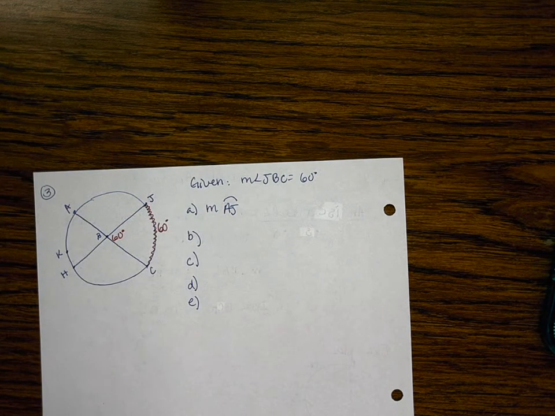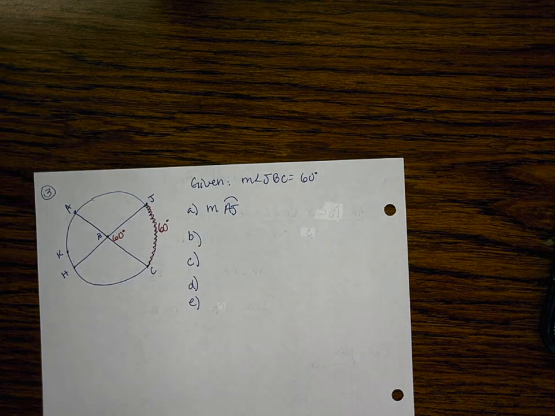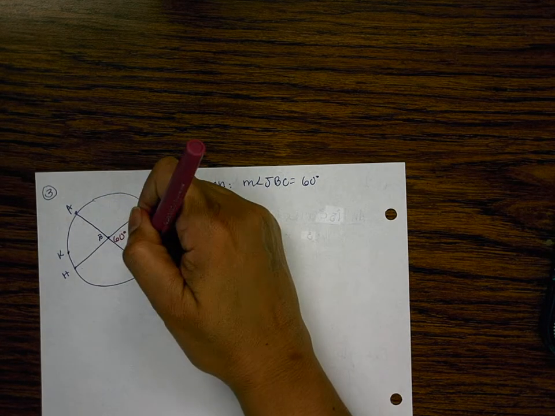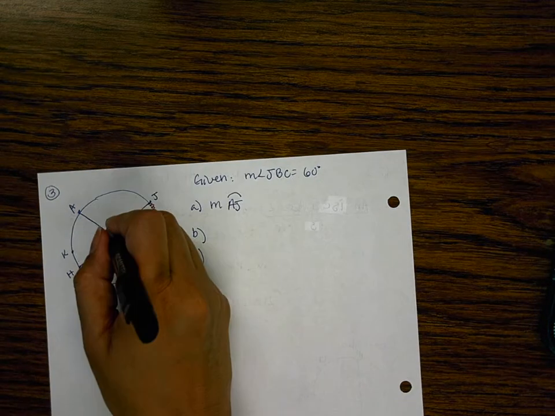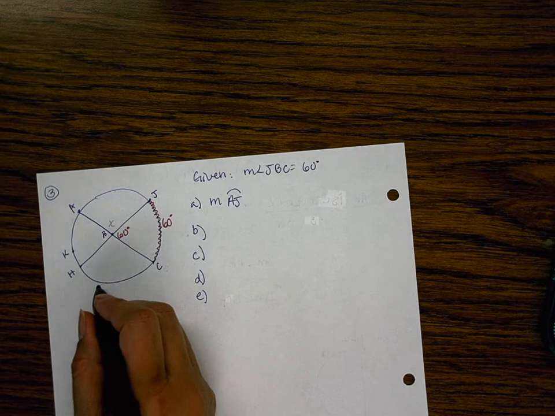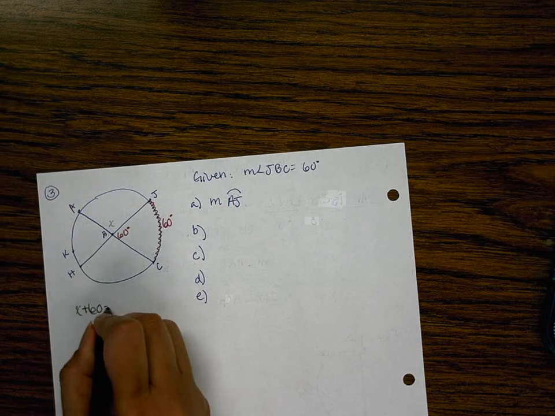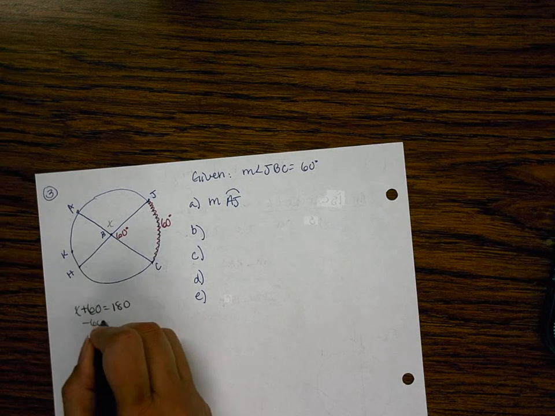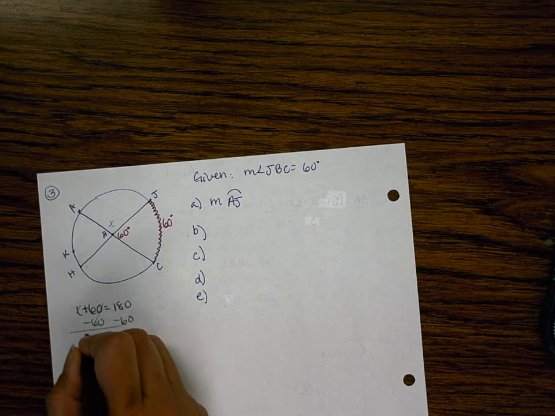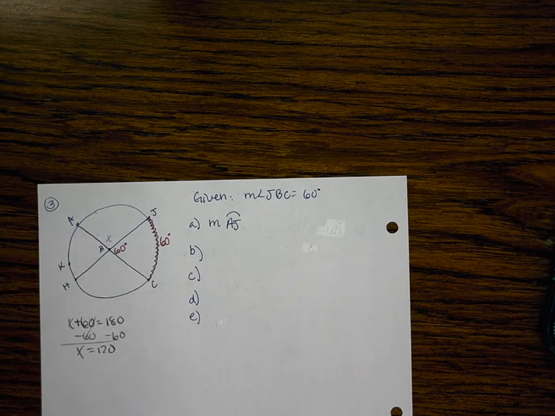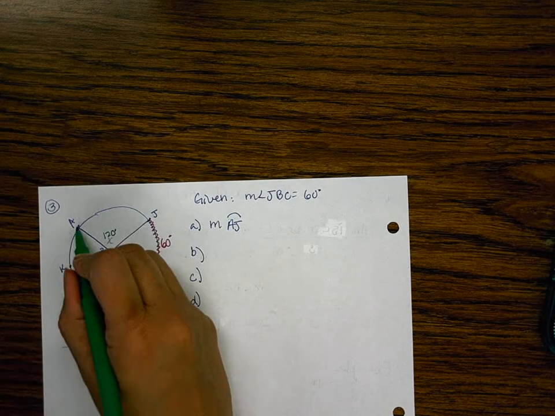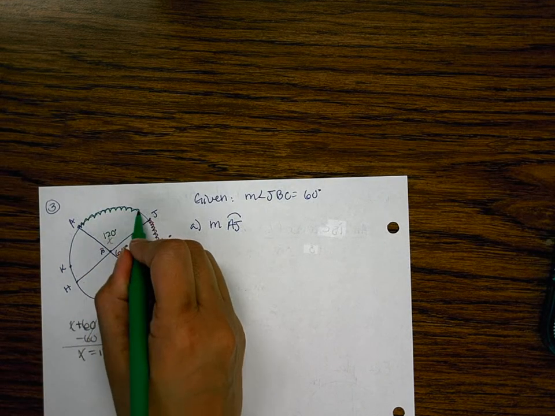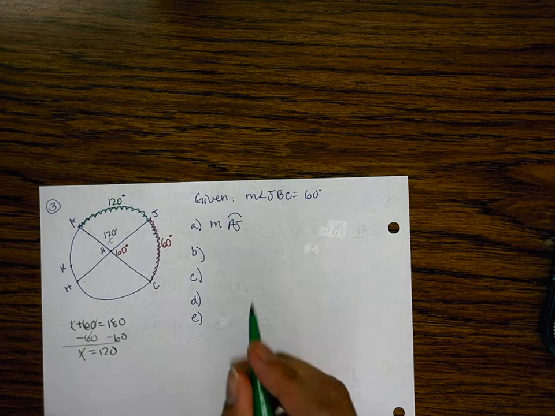Okay, so what else do we know? Let's see, we know that this is a straight line, so these two angles have to add up to 180. So I'm going to call this angle X, and X plus 60 equals 180. Subtract the 60, X equals 120. So this angle in here is 120, which means arc AJ is also 120.